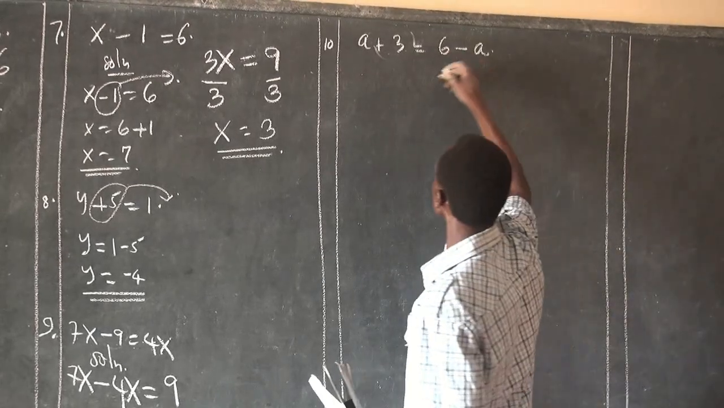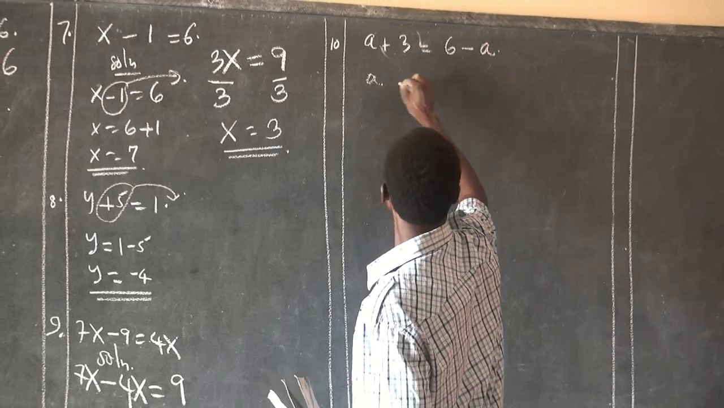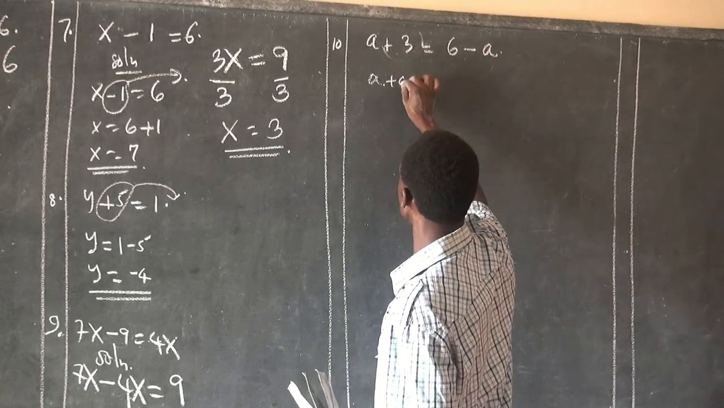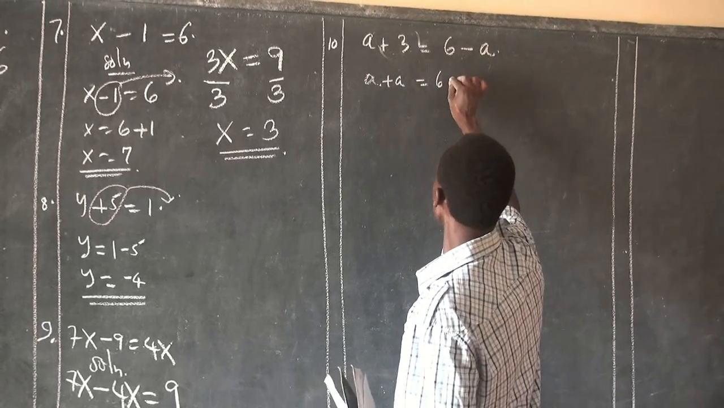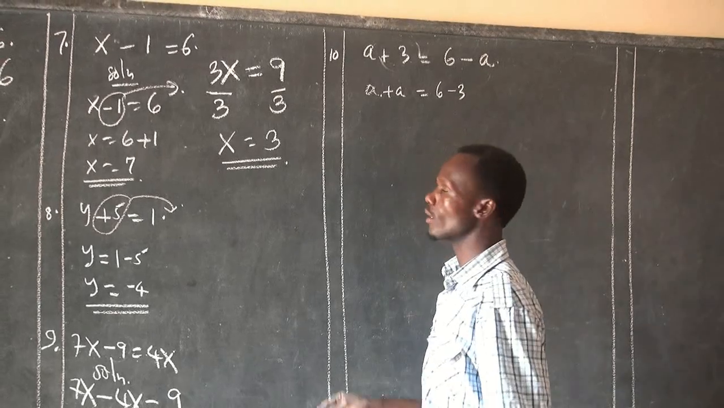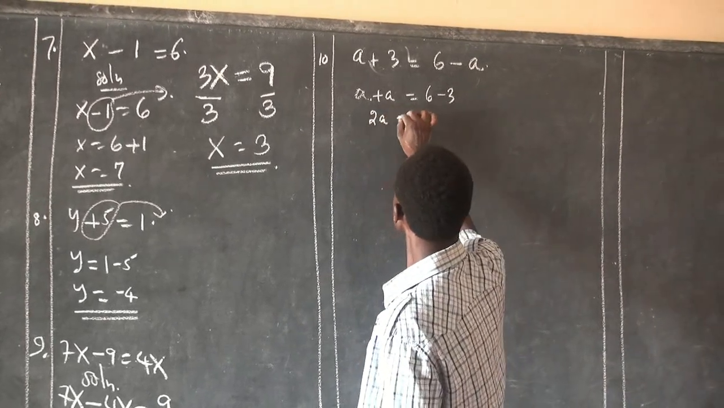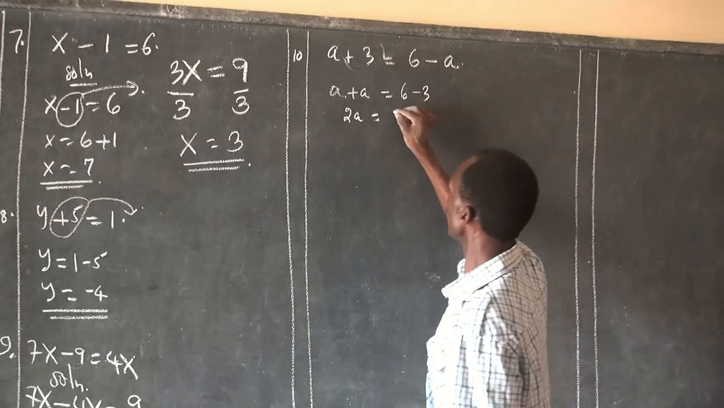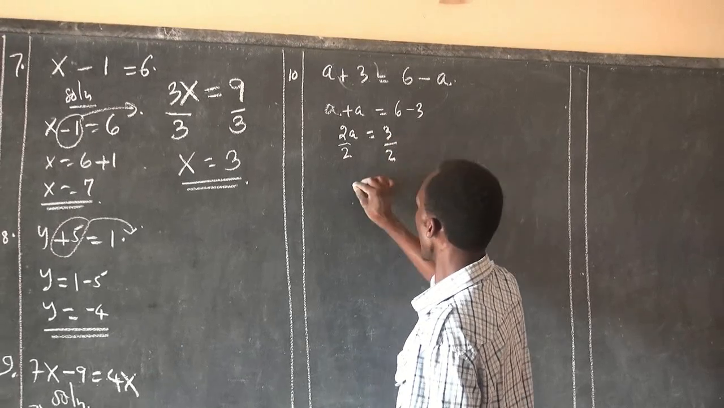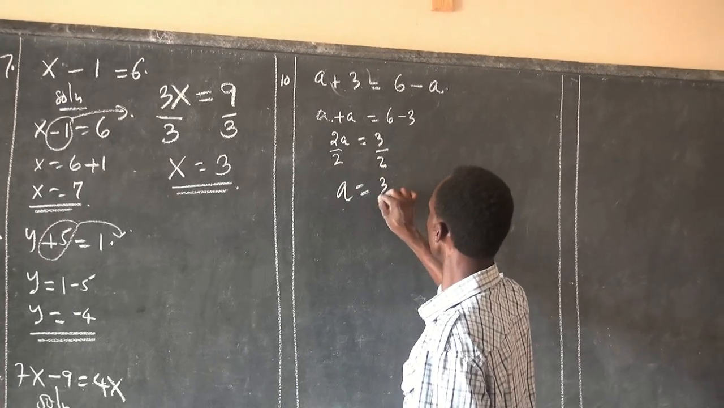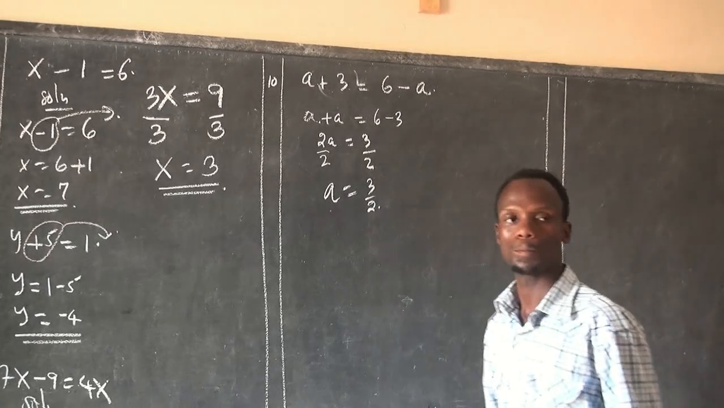Now, this is negative a. If this is negative a, it becomes positive a, is equal now to 6. This is positive 3, now becomes negative 3. Now here I have 2a is equal to 6 minus 3, which is equal to 3. Divide by 2, divide by 2. Now a is equal to 3 over 2.